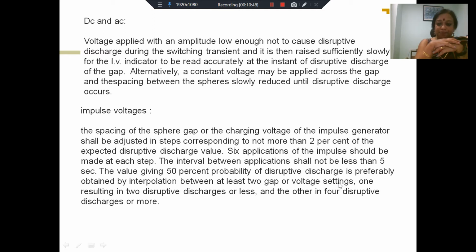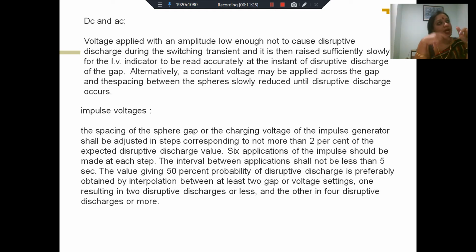So let us say 2 gap or voltage settings, one resulting in 2 disruptive discharges or less and the other in 4 disruptive discharges or more. Because this is a statistical phenomenon, you may not be in a position where, out of 6, there will be exactly 50% breakdown. So you work at 2 voltages, you identify 2 voltages. Let us say at the lower voltage, you have at most 2 disruptive discharges. That means out of 6, you can have at most 2 disruptive discharges, you can have less.